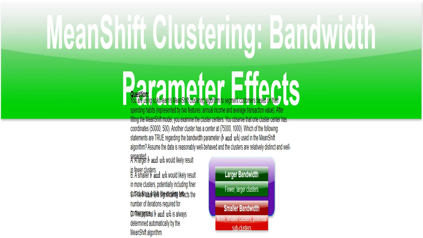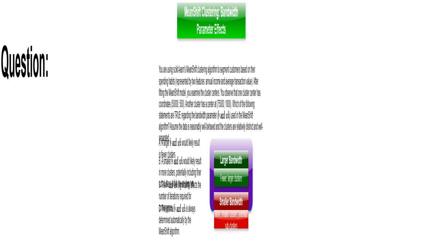This title introduces the topic, how the bandwidth parameter in the meanshift clustering algorithm affects the results. It sets the stage for understanding the role of this crucial parameter. This indicates that a question about the meanshift algorithm's bandwidth parameter will follow. Get ready to think about its influence on the clustering process.